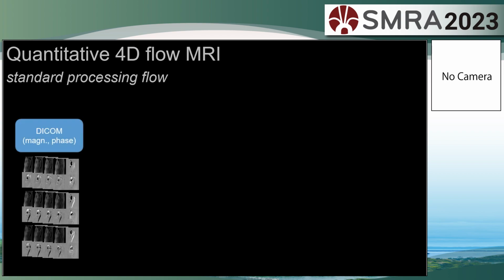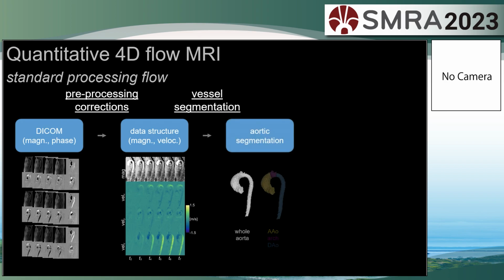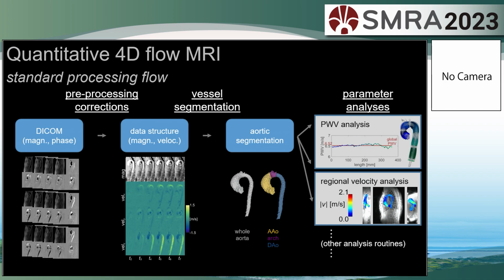For doing this processing, we have kind of a standard flow. We start with our magnitude and phase images. We apply some pre-processing corrections to convert the phase into a velocity vector field. We then would go into our images and pick out a region of interest, segment a vessel that we're interested in, and perhaps also delineate some subregions of that vessel. And then finally, we're ready to do our parameter analysis.